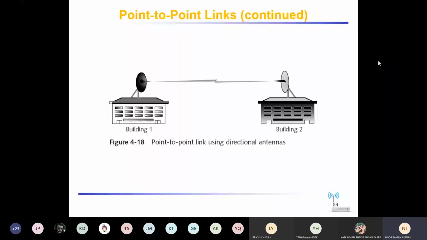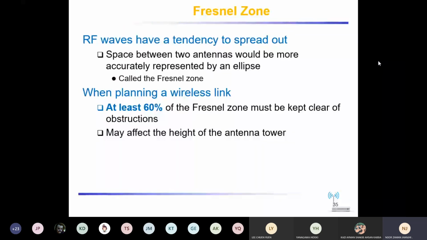Now in point to point, there is one very important thing. That is called the Fresnel zone. The Fresnel zone is what? It is relevant when we provide a point to point connection. In that connection, we always have to check the ellipse that is formed in between. More than 60% of it must be clear without any obstacles. Otherwise, we may not recommend the connection.